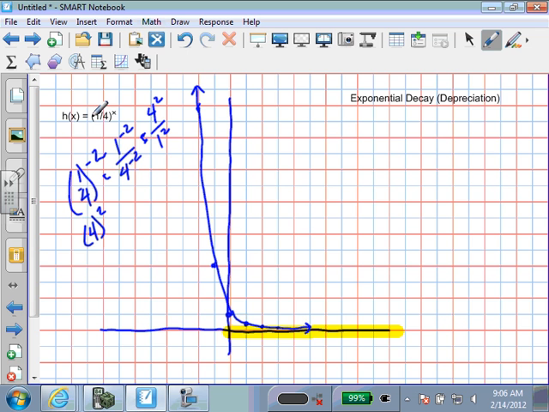So this would say, every time I go forward, I have 1/4 of what I had before. And I will always have something left to take 1/4 away from. So I have 1/4 of what I had. Actually, I'm taking 3/4 of it away if I have 1/4 left.